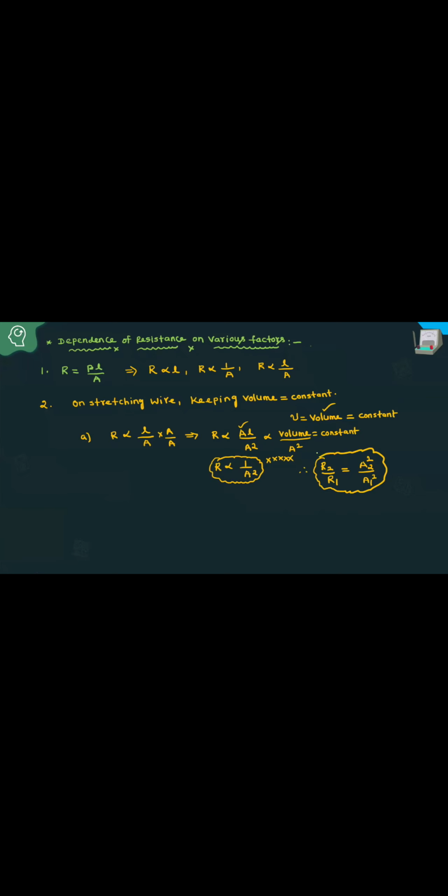Let's assume the radius of the conductor is smaller. Let it be a circular conductor, then you have to write A equal to pi r square. Then what about A square? A square is proportional to r to the power of 4. A equal to pi r square means A square is proportional to r to the power of 4.